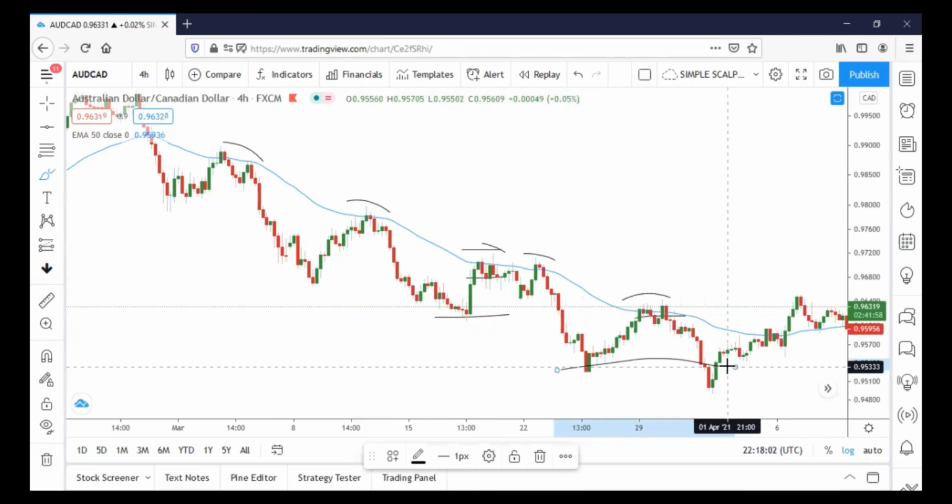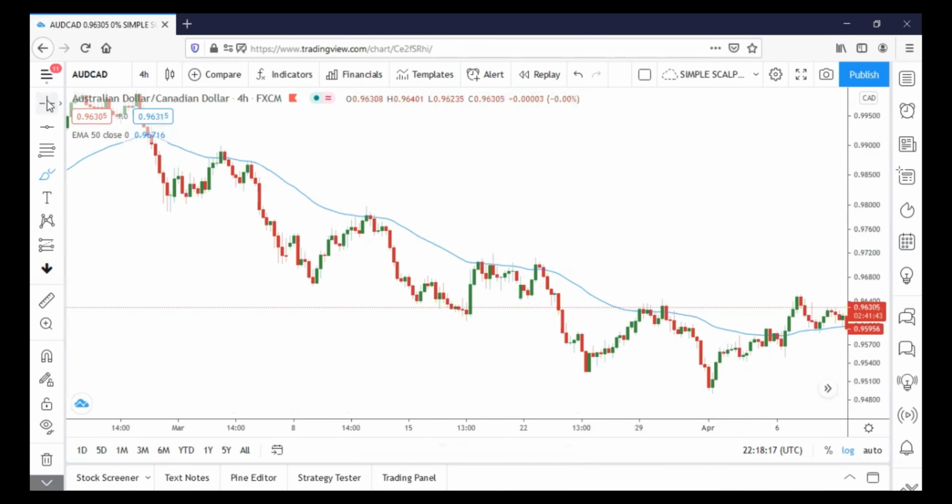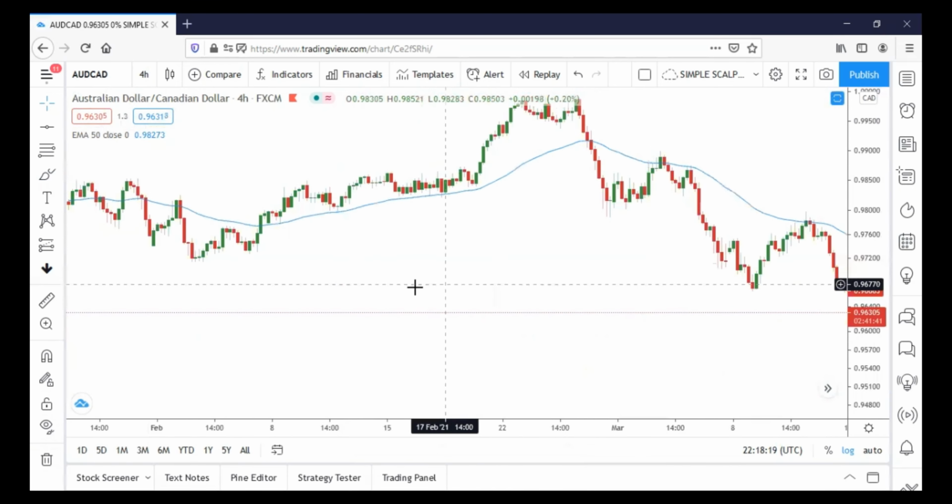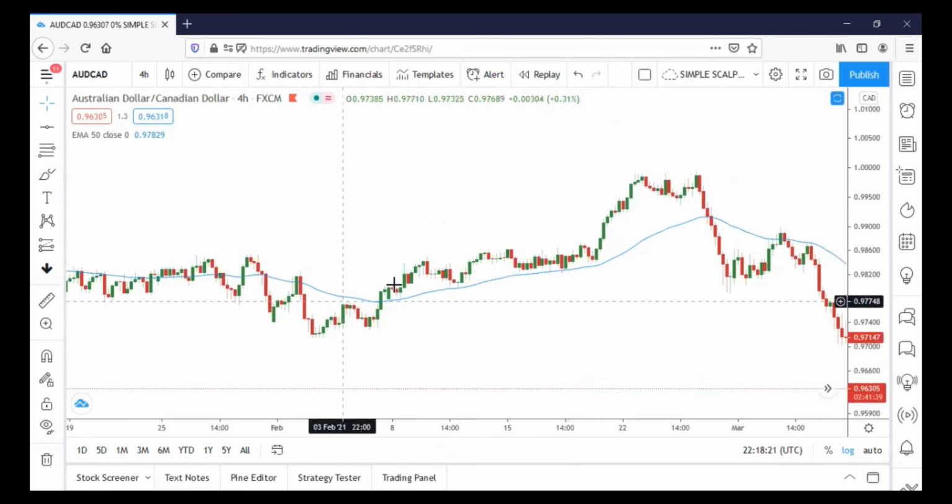All right, so guys, this is how to ride a trend with the 50 exponential moving average. So this is in the case of a sell. Now let's look out for a buy opportunity. Let's quickly pull back. All right, this is a good one right here.